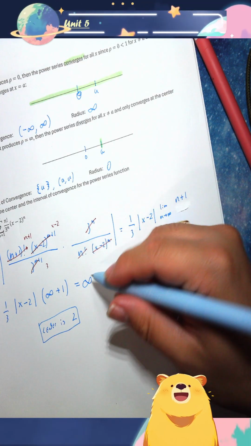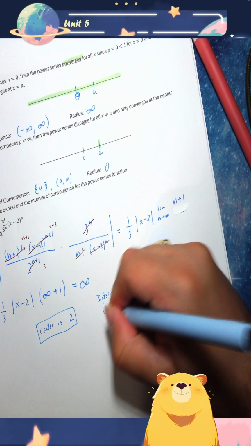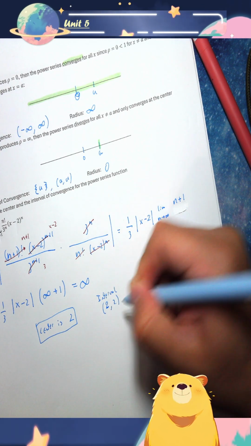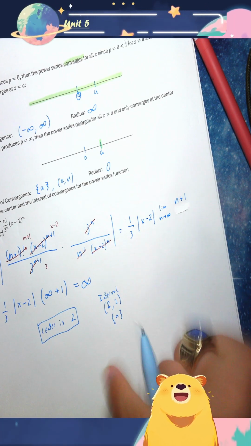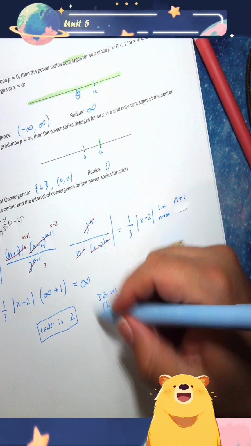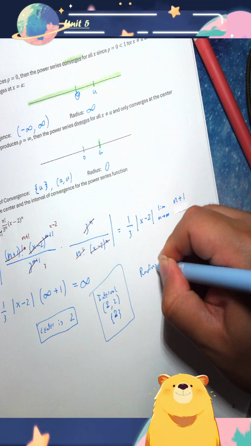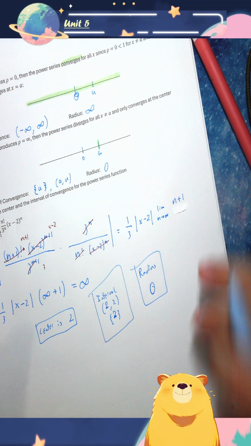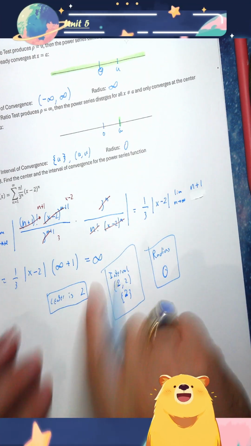The interval of convergence is {2}, or you could have said [2, 2]. The book uses the first one. I just don't like it personally. And then the radius is 0. And you're allowed to stop here because you get an L of infinity.